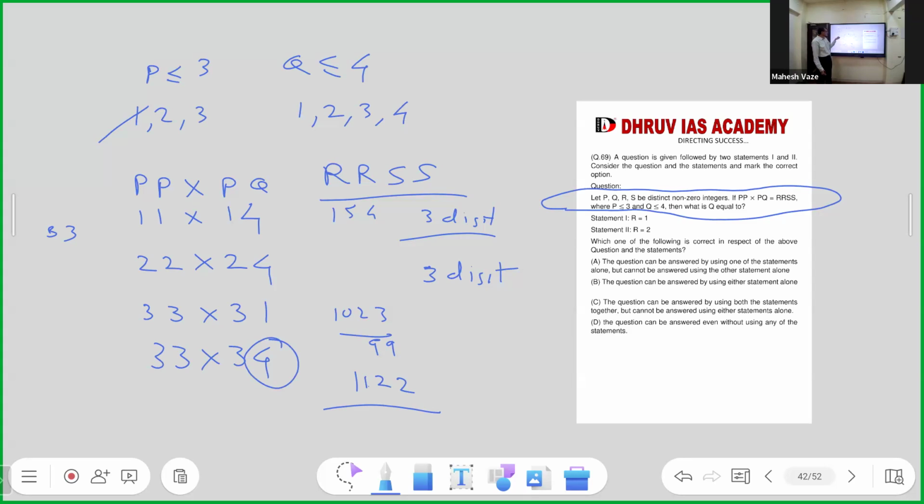So you have to do some trial and error but with some eliminations. Basically you should know this, 11 into 14 cannot give you a 4-digit number. See basically, square of 30 is 900, so any number less than this will not give you a 4-digit number. That is why I have ruled out 22, 24, etc. So first thing is 33 into 31, and then you get these numbers up to 34. So Q is 4. So again the question can be answered even without using any of the statements. Option D.